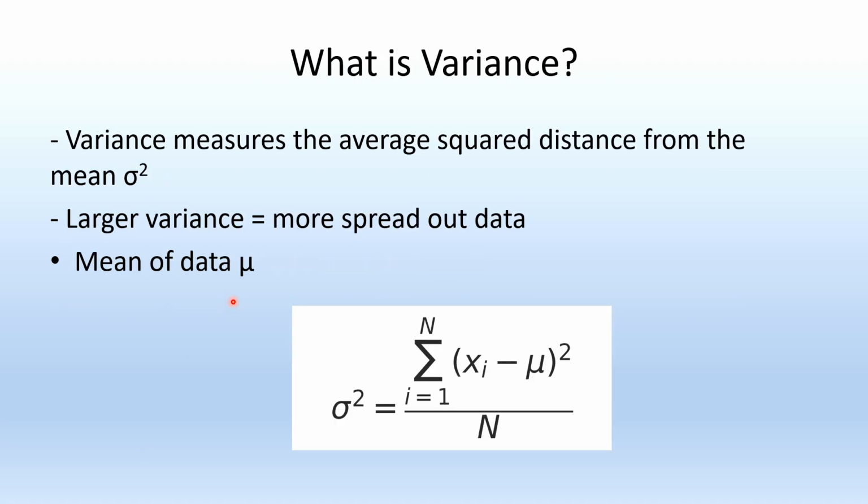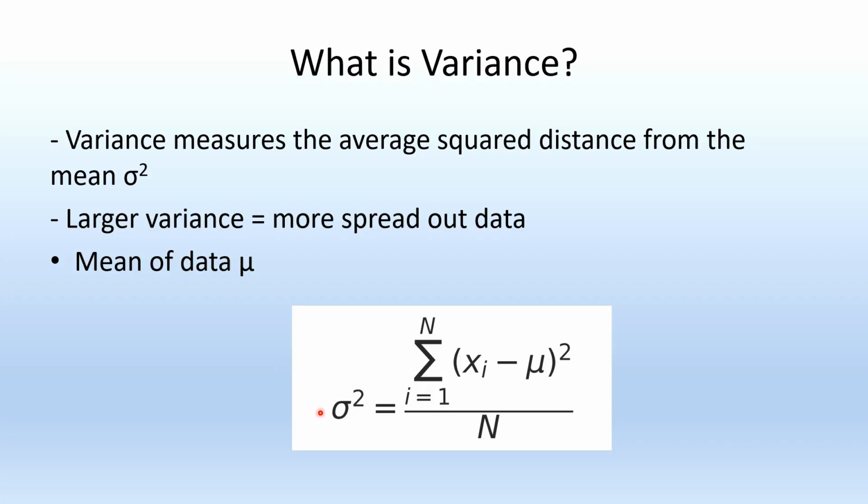So what is the variance? The variance measures the average squared distance from the mean, and the symbol is sigma squared. And so a large variance equals more spread in the data, and mu here is our mean of the data. So here's our formula.